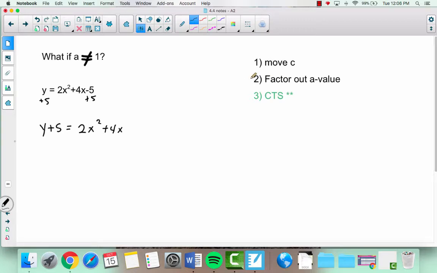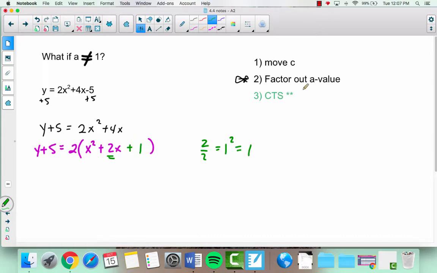But then this step, where it says factor out the a value, is going to be the new step. Because we have a number here in front of x squared, we're going to factor that out. If I factor out the 2, we're left with x squared plus 2x, and the y plus 5 still on the other side. And now we can go ahead and complete the square. Now when you're completing the square here, you're going to be using this b value. So 2 divided by 2 is 1, and 1 squared is 1. So I'm going to put a plus 1 here.